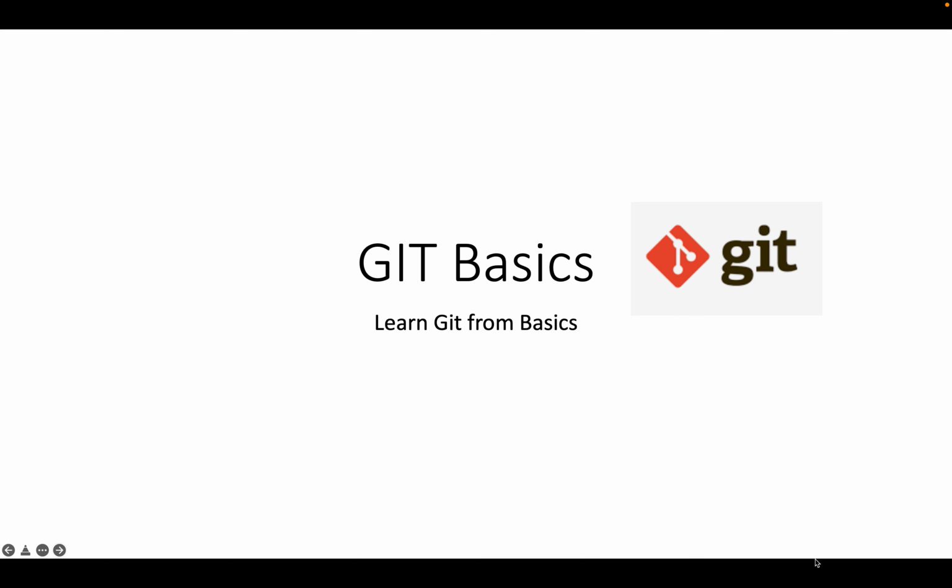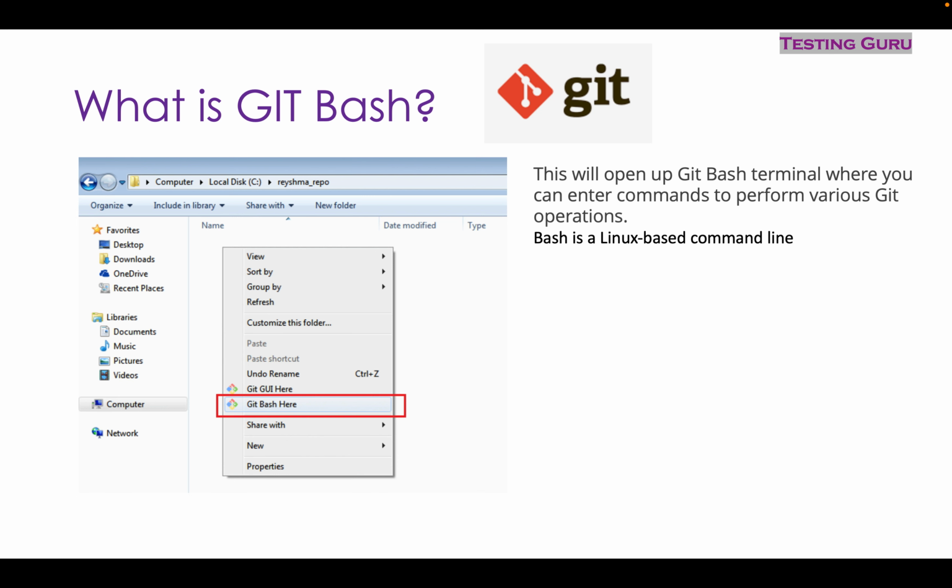Today we will learn how Git works. Okay, so before we see how Git works, we need to have Git Bash. In the last video you saw how we can download Git, and when we download Git we also get Git Bash as well as Git GUI. We usually work in Git Bash, a terminal where you can enter commands to perform various Git operations.